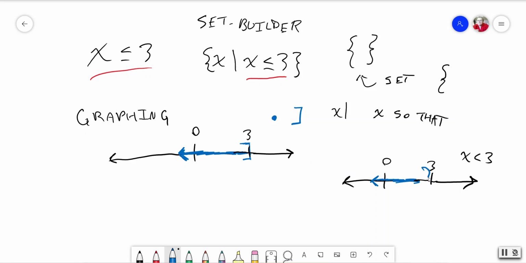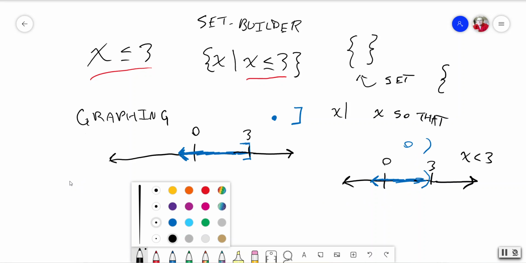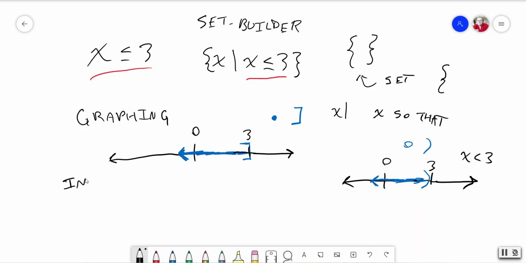Okay, so interval notation. You take whatever's on the left and then put a comma and then whatever's on the right. Since this goes downward infinitely, negative infinity is on the left, 3 is on the right. This bracket indicates that 3 is included.